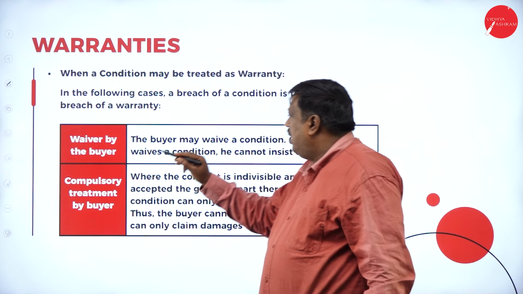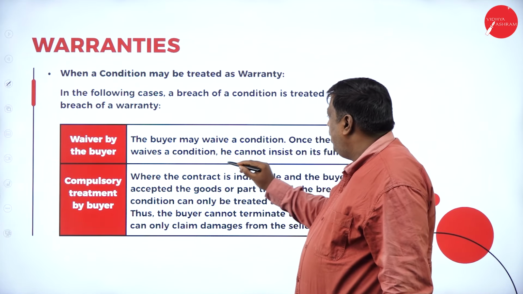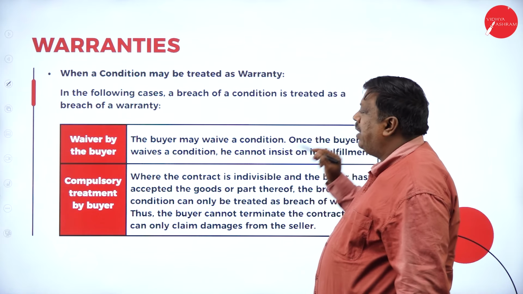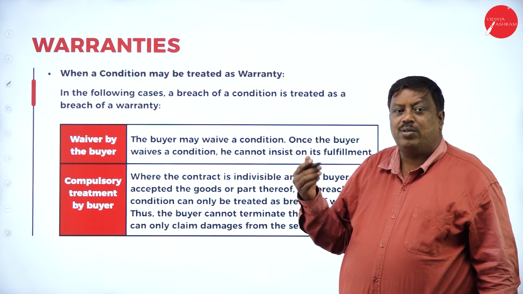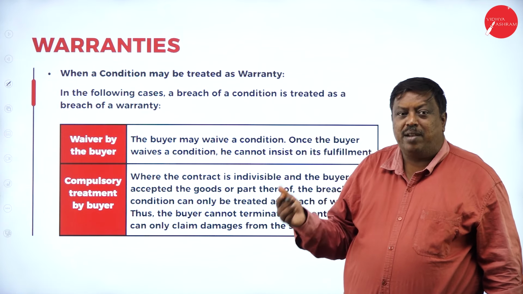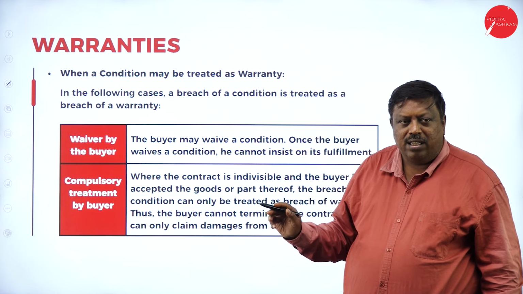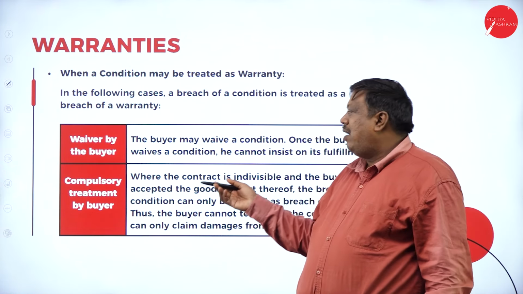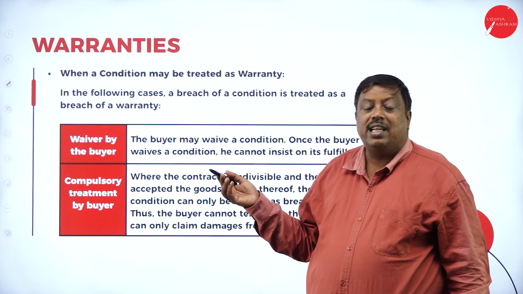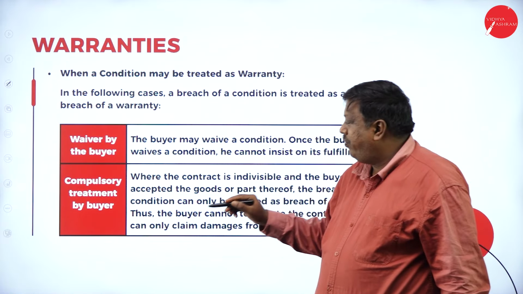Waiver by the buyer. The buyer may waive a condition. Once the buyer waives a condition, he cannot insist on its fulfillment. See, when the concept has been reduced, like I have laid down 10 points, and the buyer has said that 2 points are not agreed here, then when he has cancelled the 2 conditions, after the fulfillment, he cannot get back and say that I want to continue those points.